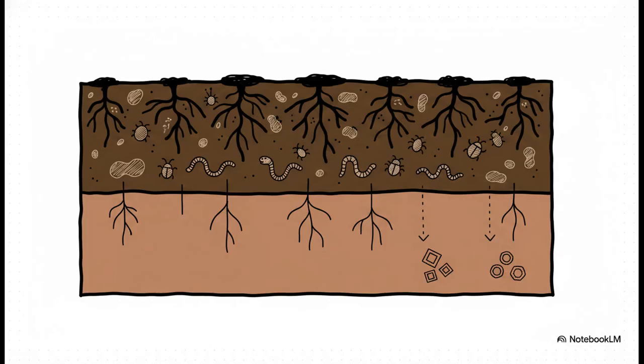Now, just below the surface, we hit 2 really critical layers. First is the A horizon, or topsoil. This is where all the action happens. It's dark, it's fertile, and it's packed with roots and organisms. Then, right below that, you have the B horizon, the subsoil. It's usually denser and has a lighter reddish color. It basically acts like a storage unit, catching and accumulating all the minerals like clay and iron that wash down from the layers above it.